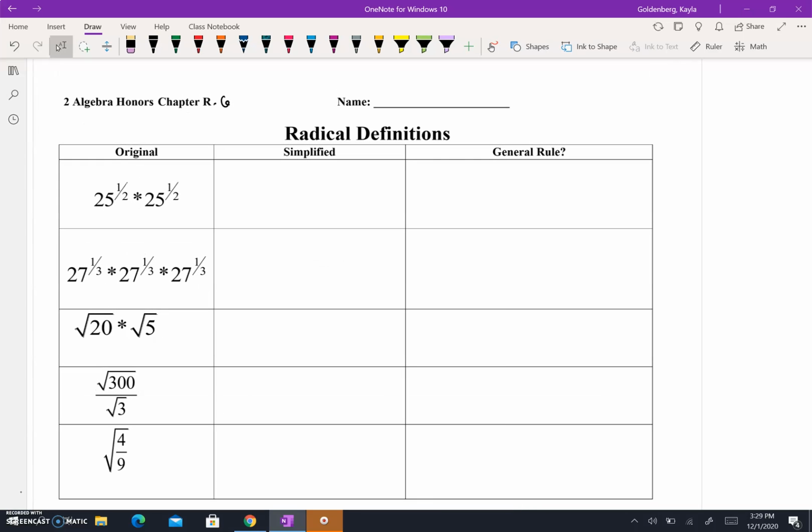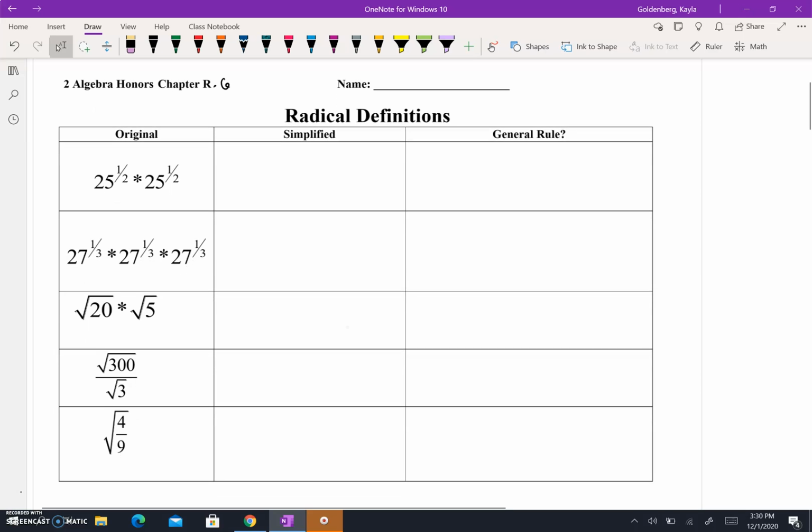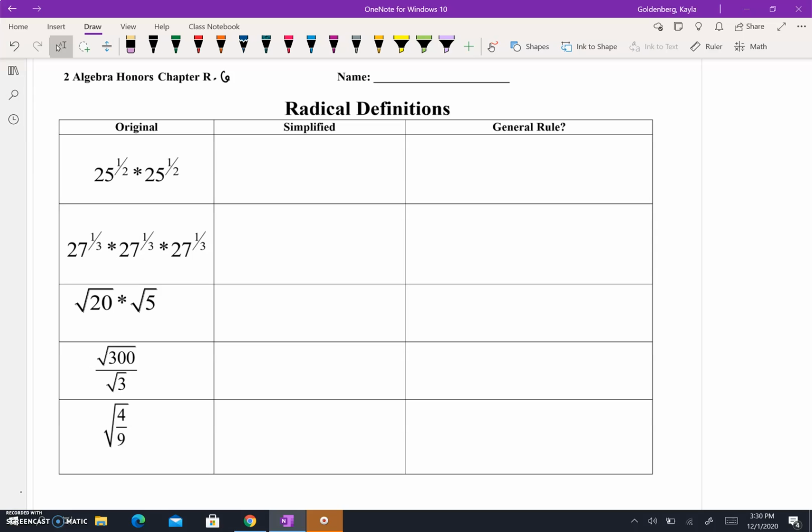So the first thing we're going to look at is radicals. I'm going to flip down here to the third row, and I'm going to look at the square root of 20 times the square root of 5. That's something that we've seen before in geometry. So the rule is that you can say that that is equal to the square root of 20 times 5. Right, I can put those together.